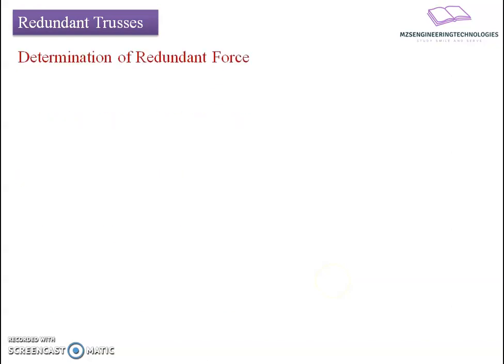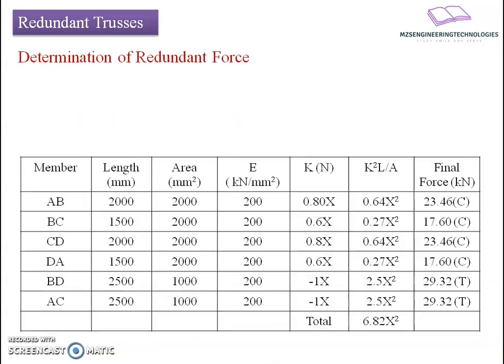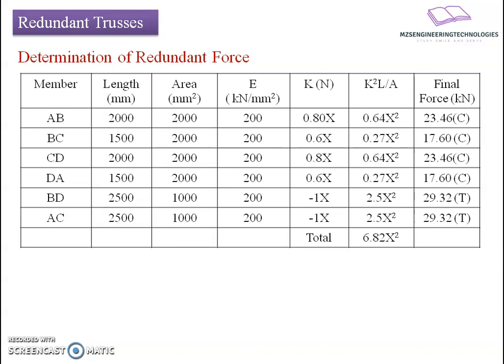Once we know all the forces, we will find the redundant force, and for that we will prepare a tabular format for ready reference. The very first column will be the members AB, BC, CD, DA, BD and AC. First I will move along the periphery and then we will go to the diagonal bracings. The lengths of the members known to us are AB is 2000, whereas BC is 1500, which we can get from the reference figure. The area of the horizontal and vertical members was given as 2000 mm square, whereas for the brace members 1000 mm square was the given value.